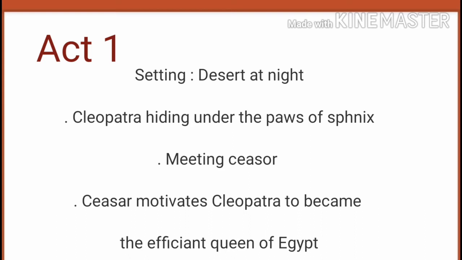Cleopatra is the 16-year-old queen of Egypt and she is hiding in this desert under the paws of the Sphinx, fearing the invasion of Caesar. She doesn't have any qualities of a queen. She is only known for her beauty, not for her courage and bravery. Her inability to be a queen is shown through her escape to the desert.